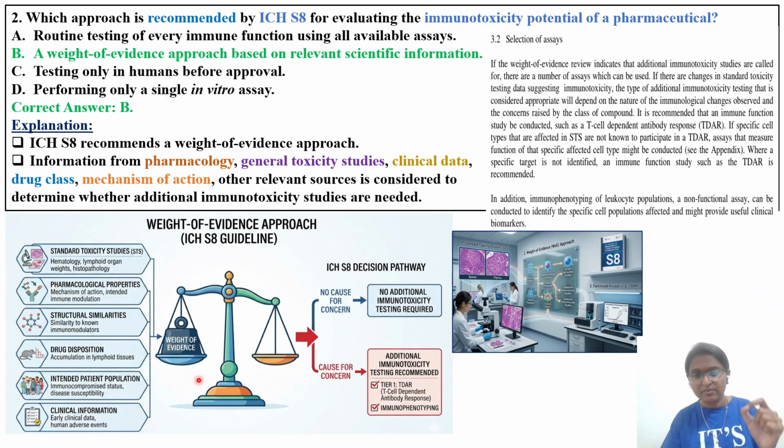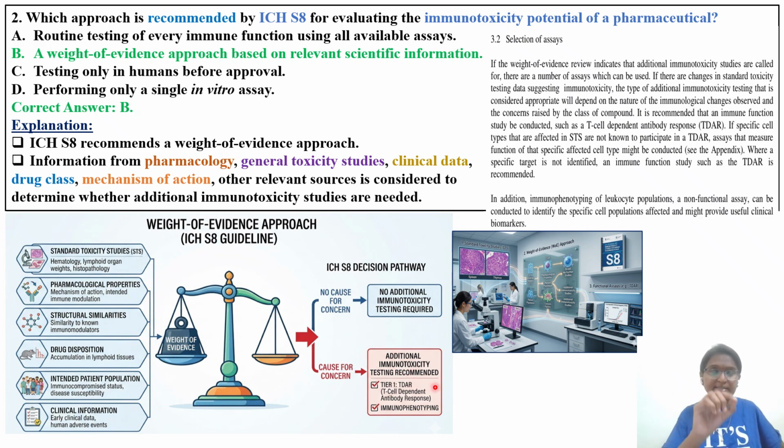So once you have performed this weight of evidence, there may be no cause for concern. But if you find from these studies that there is a certain trigger, a certain red flag, yes, it is going to affect the thyroid organ, or it is going to decrease the weight of the thymus, or there is an elevation of granulocytes, white blood cells, or T cells like that. If there is a cause for concern, then you have to go for additional immunotoxicity studies.